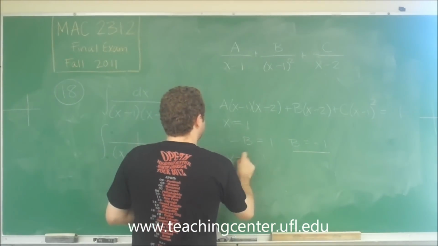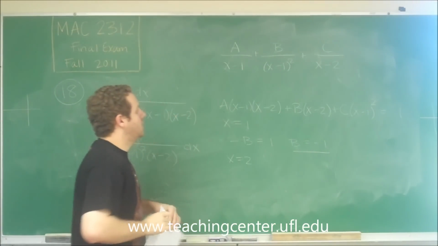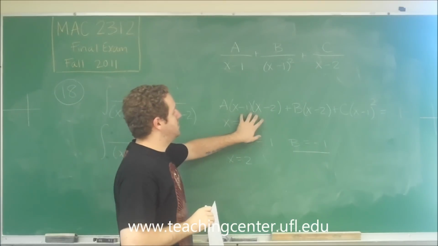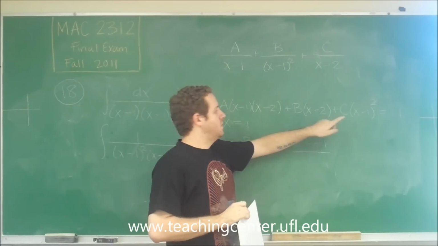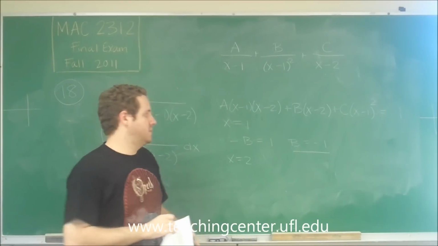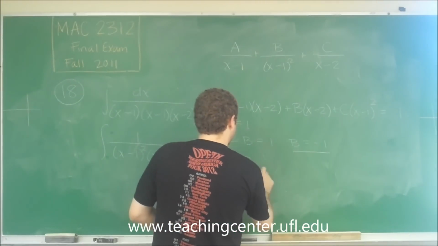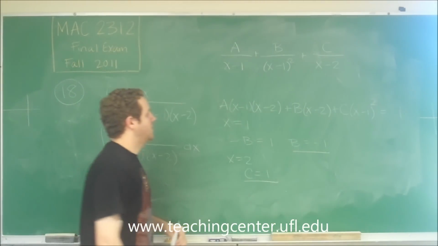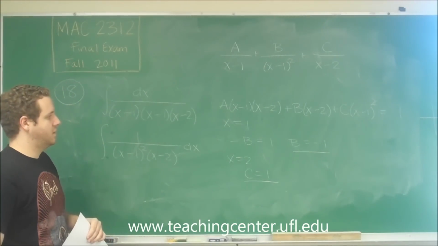If x equals 2, this would be 0, this would be 0. We're left with only that term. 2 minus 1 is 1. We get 1 squared, so we get C equals 1. That one was simple enough.